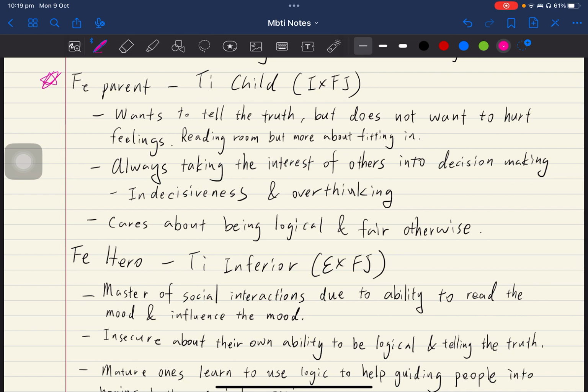And so yeah, this group of people is all about reading the room, like fitting into other people's environment and not hurting any feelings, because FE parent is a pessimistic function. So it's not so much about changing how other people are feeling, it's more about not hurting feelings and not affecting the mood.